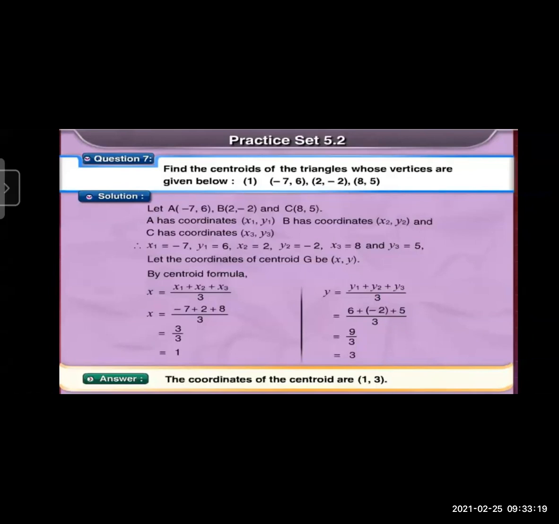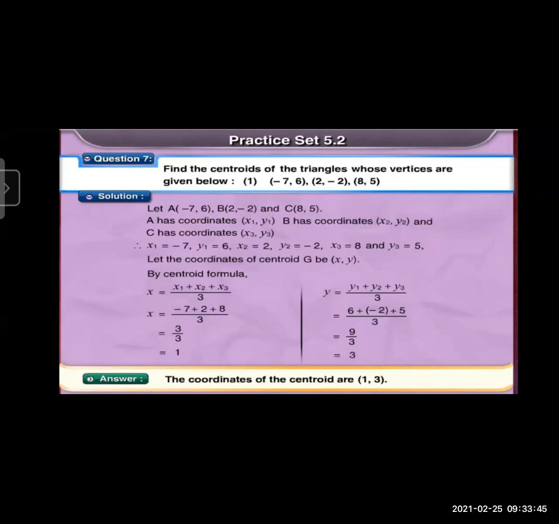So first we write one by one. A is minus 7, 6; B is 2, minus 2; C is 8, 5. So A has coordinate x1, y1, B has coordinate x2, y2, and C has coordinate x3, y3. So from this, x1 is minus 7, x2 is 2, x3 is 8, y1 is 6, y2 is minus 2, and y3 is equal to 5.